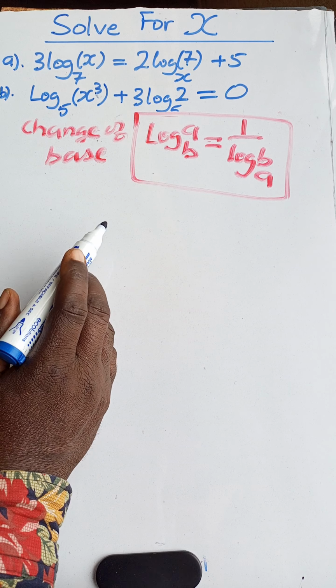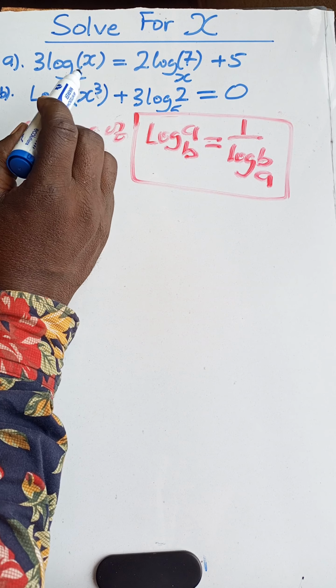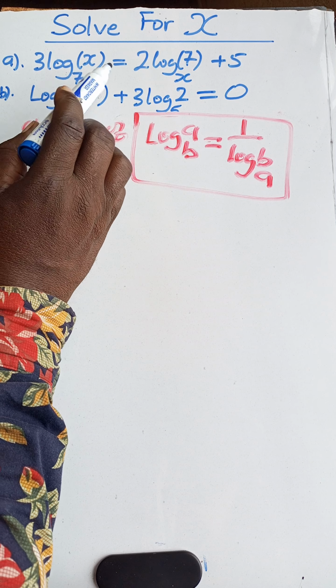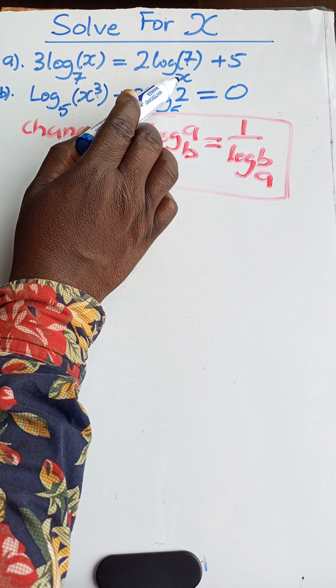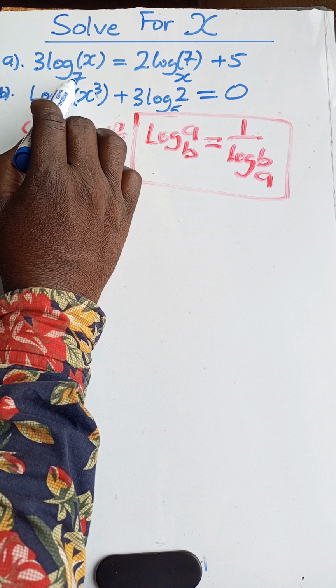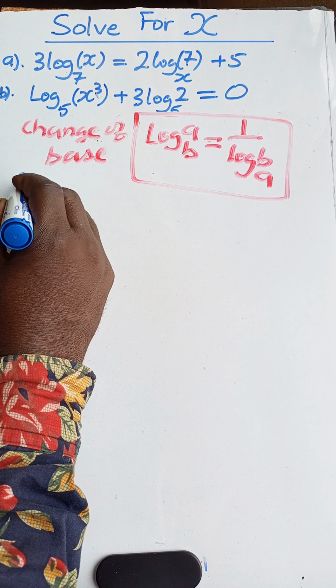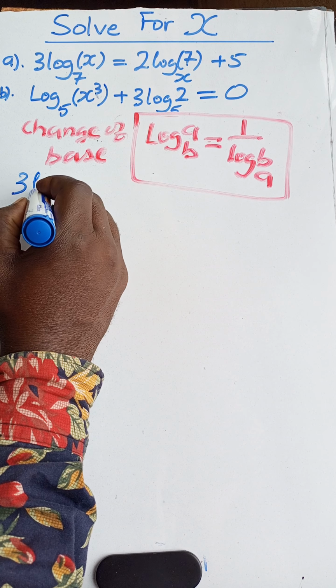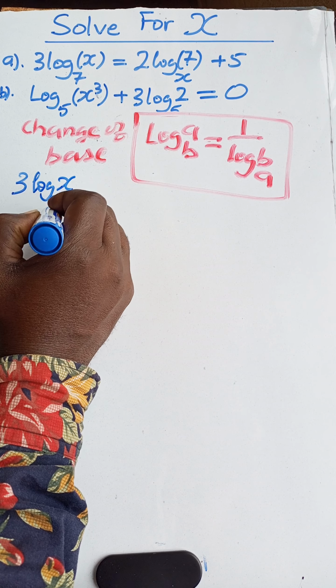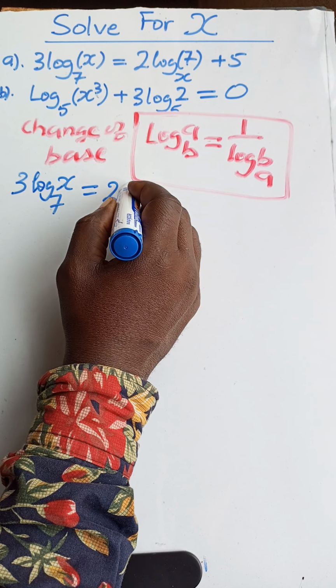All right, so the choice is yours. You either put all to base 7 or you put all to base x. Now I have chosen to put all in base 7. This one is already in base 7, and so I repeat it the way it is. 3 log x base 7 is equal to 2.